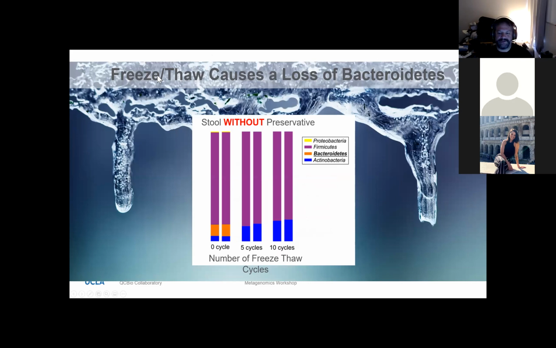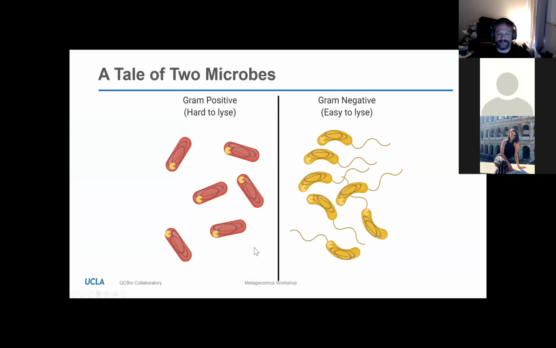We can also cause a loss of bacteroidetes through freeze-thaw. So we see here, this is stool without preservative. And just by putting it through 5 freeze-thaw cycles, bacteroidetes have essentially disappeared. And we were able to figure out pretty quickly what's going on here. You have gram-positive microbes and gram-negative microbes. Again, gram-positives are tough. Gram-negatives are easy to lyse.